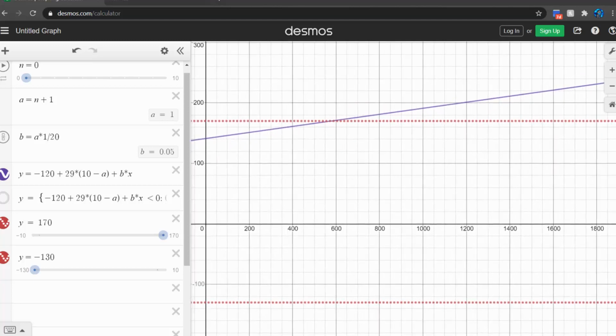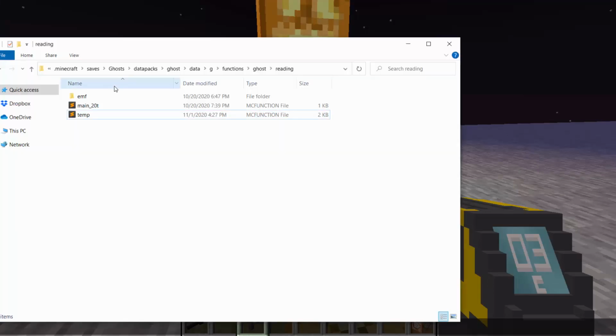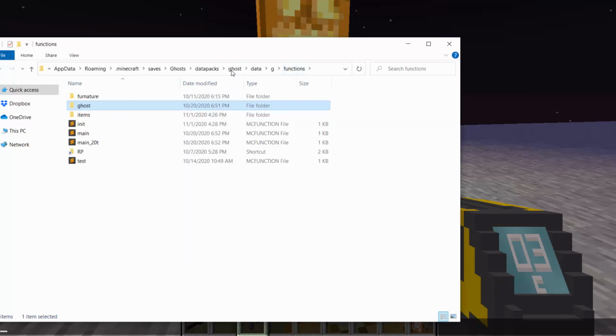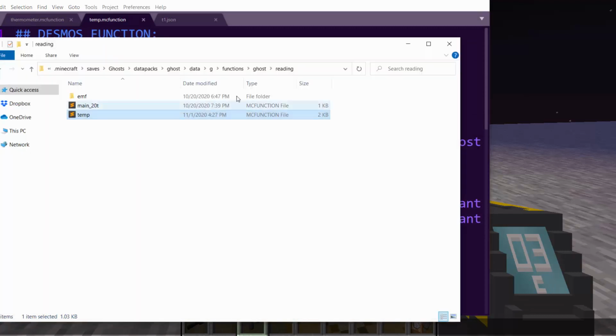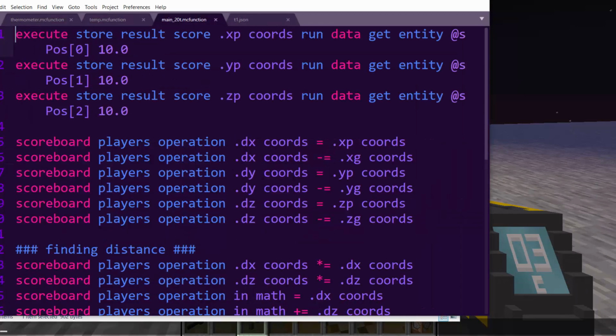So essentially, we calculate the distance first, which is done using my math data pack, which is linked in the description on my website, the cloudwolf.github.io website. There is a download for the math data pack. The math data pack essentially does this. If I go to reading and I go to temp, here's our temperature reading, but I need to get the distance. So let me go into reading / main 20 tick. All right, so this is how we get the distance.